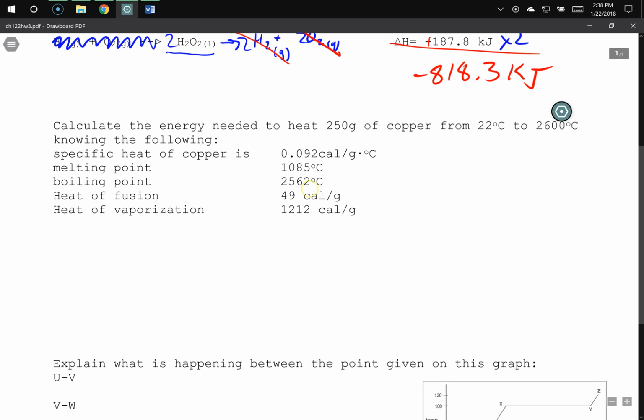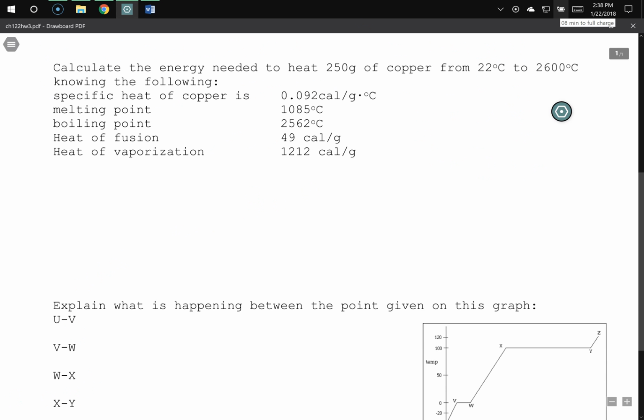So calculate the energy needed to heat 250 grams of copper from 22 to 2600 degrees, given the following specific heats, the melting point, boiling point, and so on. Okay. So we only need one specific heat. We're going to go from 22 degrees all the way up to 2600 degrees. So that total change in temperature is going to be 2578 degrees C.